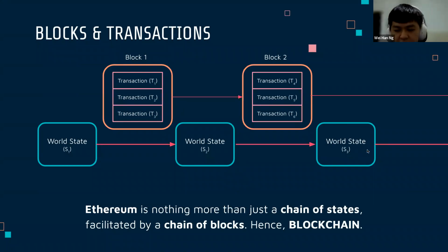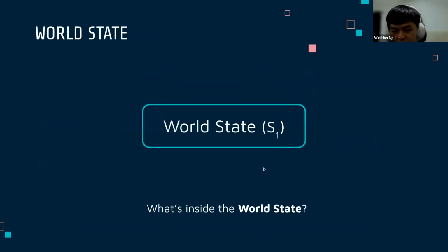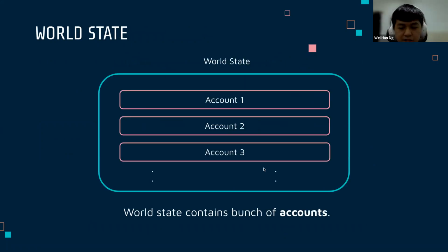Now that you understand the high-level overview, let's explore each component a little bit. The first thing we're going to explore is the world state. What's inside the world state? Inside the world state, we have something called accounts. If you have a bank account, what does it do? It basically holds some money. It's almost the same here: a world state holds a bunch of accounts.